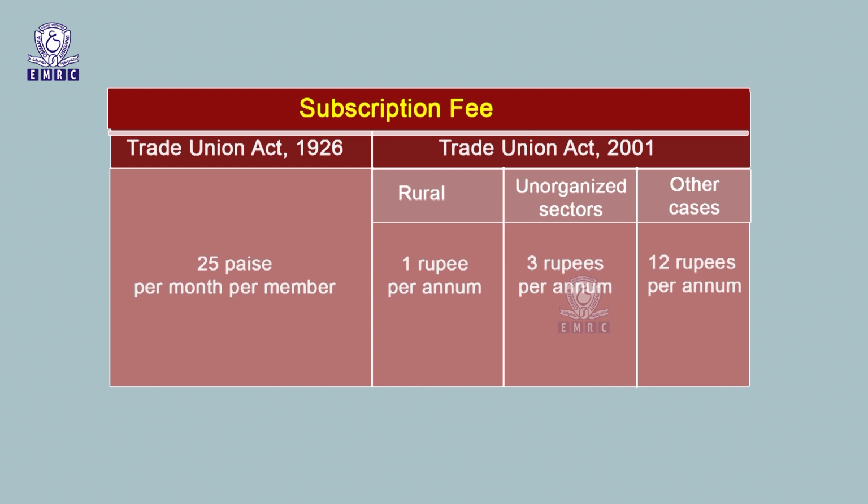The Trade Union Act amended in 2001 states that the minimum rate of subscription by members of the trade union is fixed at 1 rupee per annum for rural workers, 3 rupees per annum for workers in other unorganized sectors and 12 rupees per annum in all other cases. Some other sources of finance may also be explored to make trade unions financially healthy.